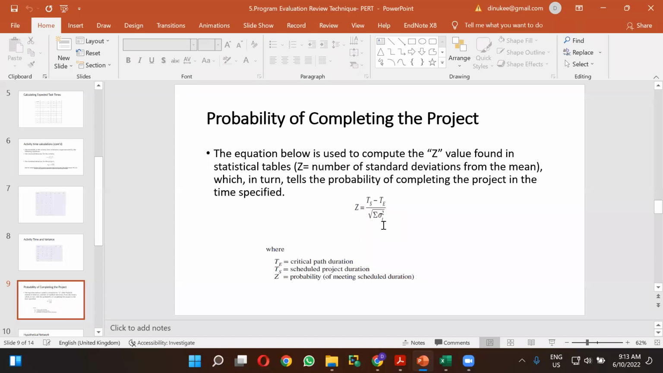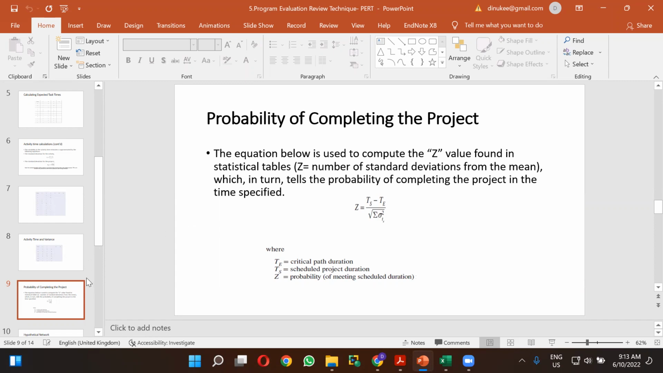So for the probability of completing the project, we deduct the critical path duration from the scheduled project duration, and we must divide that total value by the standard deviation of the project. For the standard deviation of the project, we took the square root of the sum of the critical path variances. So this is the equation you have to use when calculating the probability of completing the project.